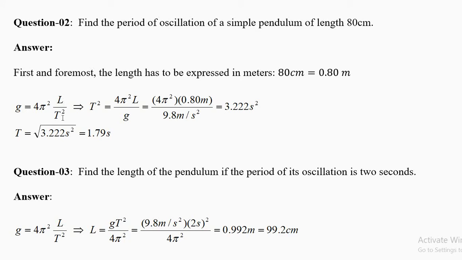Now g equal to 4 pi square L by T square, so T square equal to 4 pi square L by g. This 80 centimeters, change it to meters, 0.8 meters. So 4 pi square into 0.8 divided by 9.8, use 9.8 in your calculations and no other number. You'll get 3.22, but this is T square. Take the square root, you'll get 1.79 seconds.